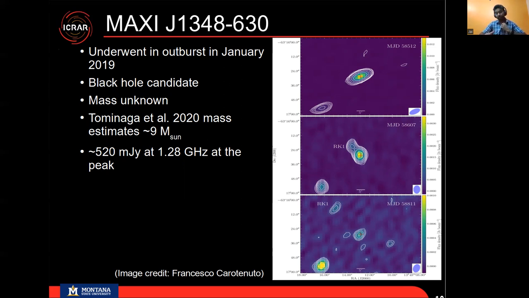For this particular source also, at around 1.28 gigahertz, we detect a maximum radio flux density of around 520 millijanskys. In the case of MAXI 1535, we detected a flux density of around 580, and in this case we are detecting around 520 millijanskys. So we monitored this source with ASKAP, and also with MeerKAT. But can you please go to the next slide?